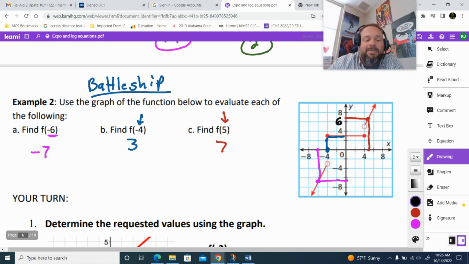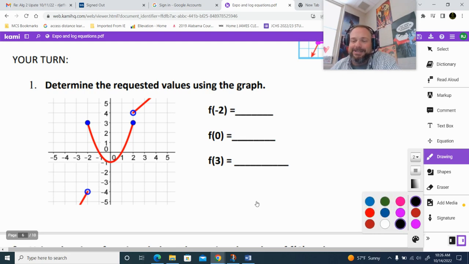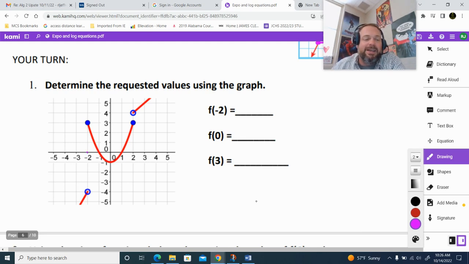Okay. Now, this your turn that we're going to do together. It's by ones. It's all labeled. This should actually be a little bit easier than what we just did. All right. So we got to start at -2. -2 is here. Am I going to go up or down to find my y value? Up, because it's a closed circle. Up. That y value is 3.